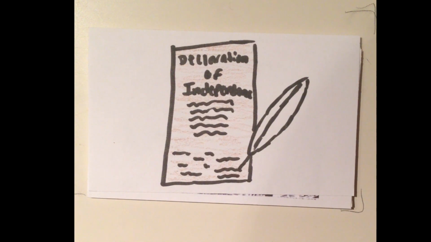The Declaration of Independence was published July 4th, 1776, during the American Revolution. It stated that they were now 13 sovereign states and no longer under British rule. It was signed by many important historical figures such as Ben Franklin, John and Samuel Adams, John Hancock, and Thomas Jefferson.